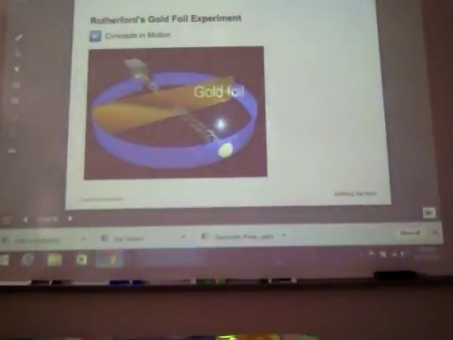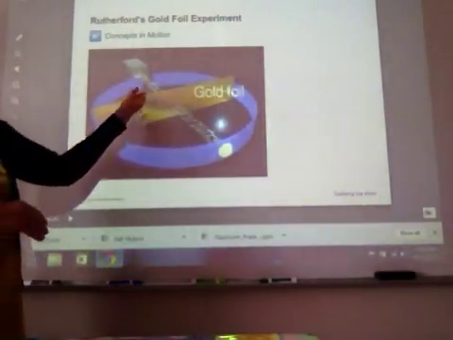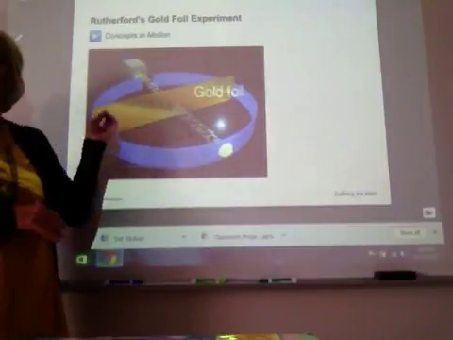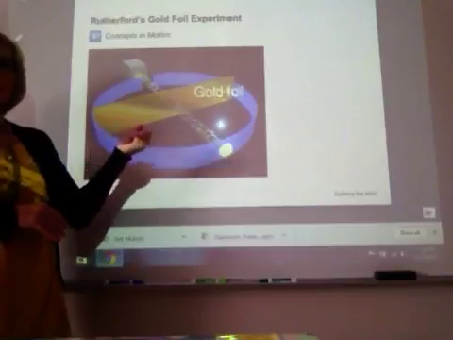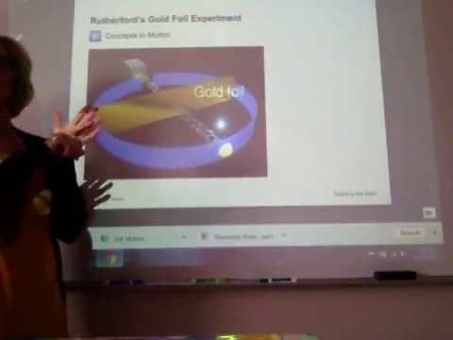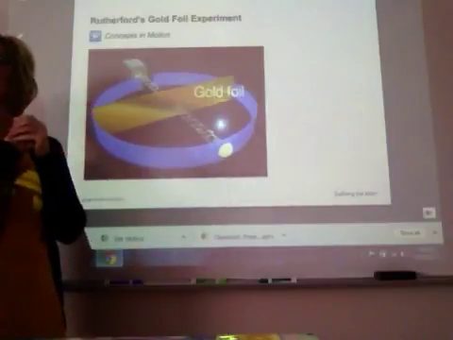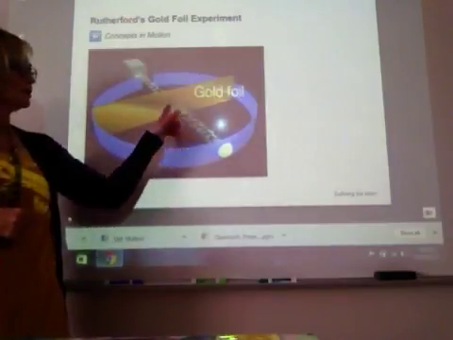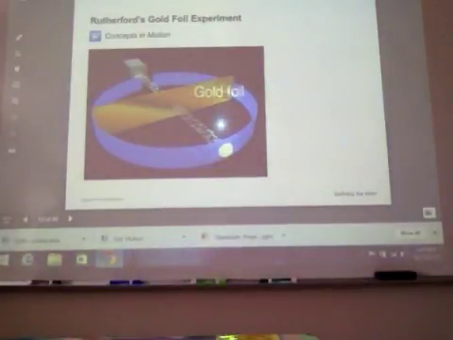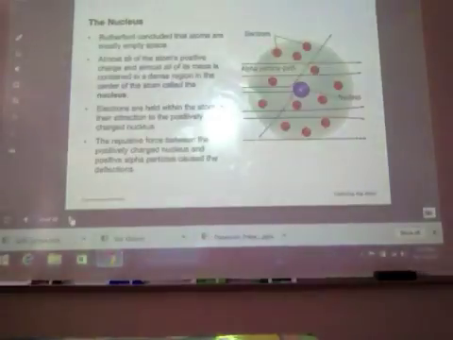So Rutherford is the scientist that used this experiment. And what was found from this experiment was that there's a positive nucleus. So when a particle would hit that nucleus, it would be deflected one way or another. Most of them went through, so they decided most of the atom was simply empty space with nothing in it.